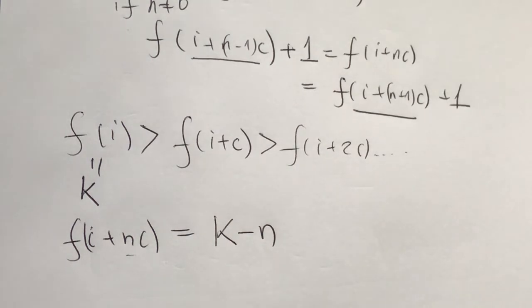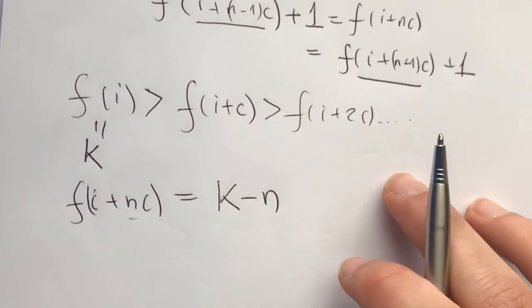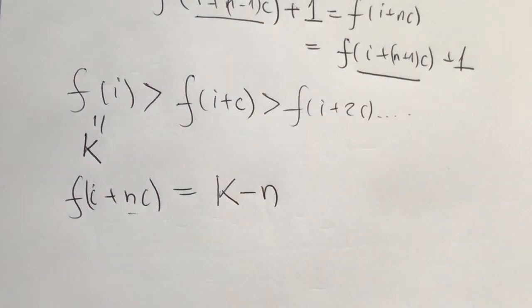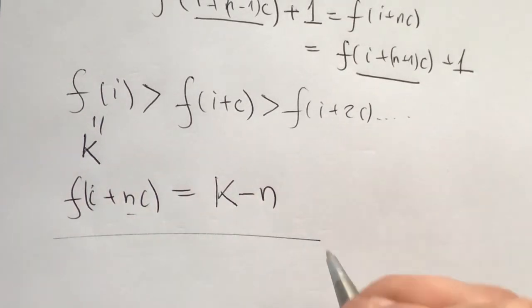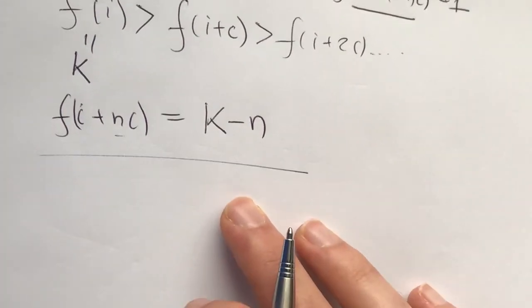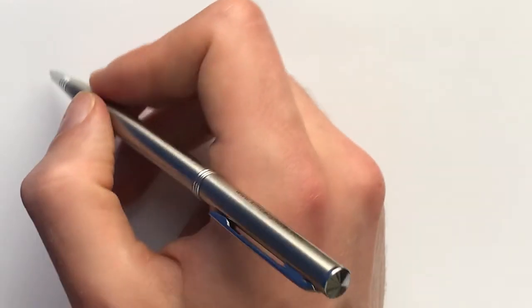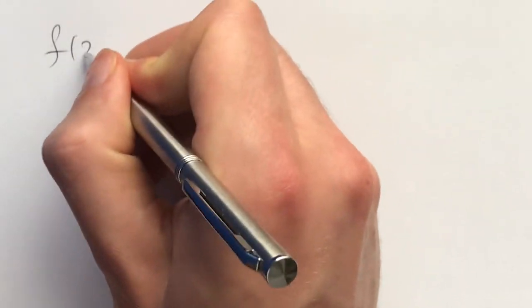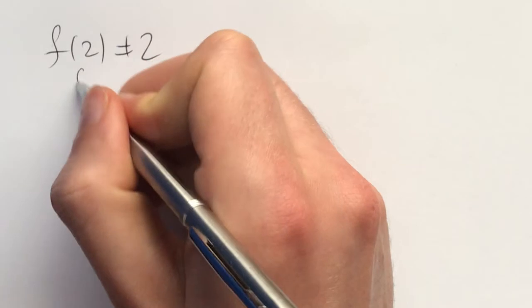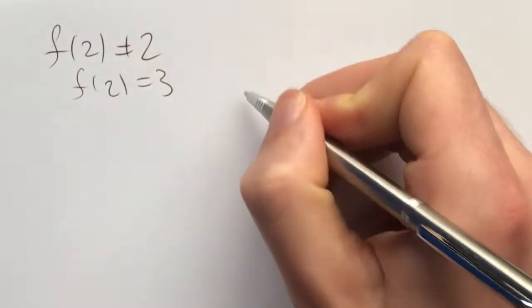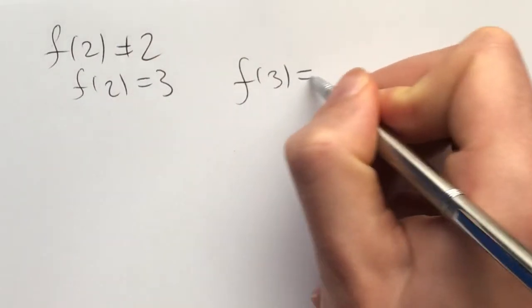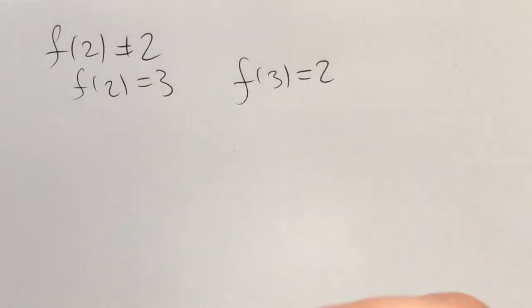We'll get that f of some positive integer needs to be a negative integer, which is false, because this is not in the codomain of the function. It's not in the range of the function. So now with that knowledge, let's turn back to our original problem. Let's say what happens when f of 2 isn't equal to 2. Say f of 2 is equal to 3. Well, this means f of 3 is equal to 2. And then what do we get?